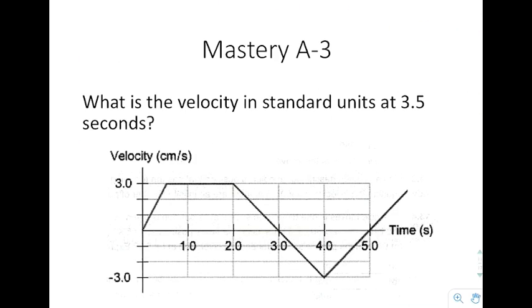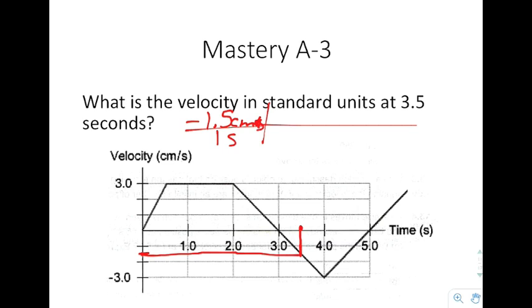The next one says, what is the velocity in standard units at 3.5 seconds? So the first thing we do is we come here to 3.5 seconds. We draw a line down, and then we draw a line across. And whenever you do that, we get a velocity of about, it looks to me, minus 1.5 centimeters per second. Okay, so we have minus 1.5 centimeters per second.